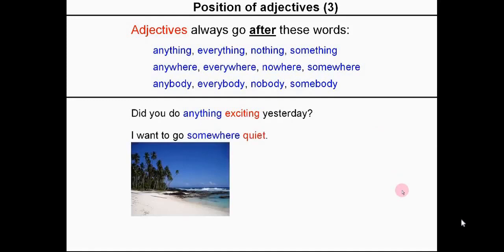I want to go somewhere quiet. Somewhere quiet. So the adjective is after the word somewhere. So we do not say, I want to go quiet somewhere. Quiet somewhere. No, that is wrong. It is the wrong order. There wasn't anybody famous at the party. The adjective famous goes after the word anybody.